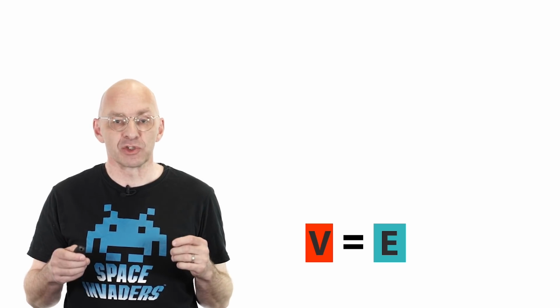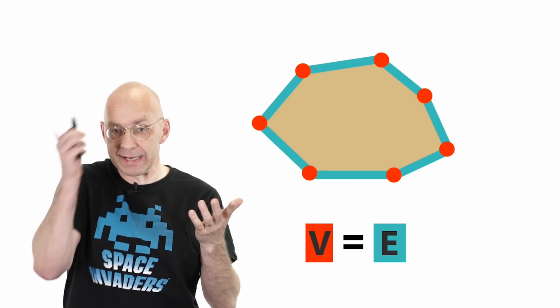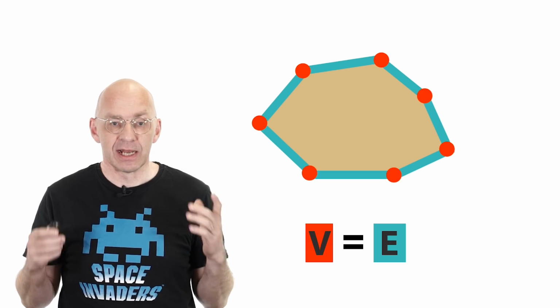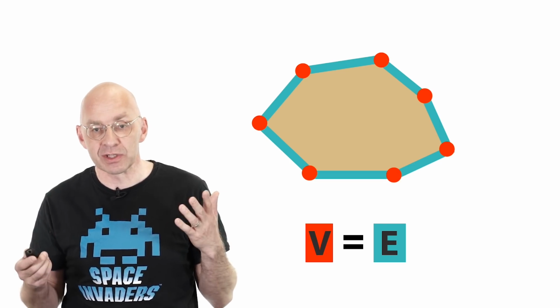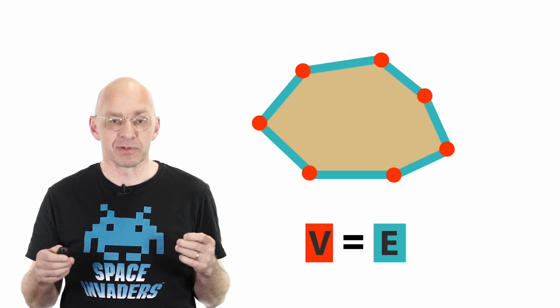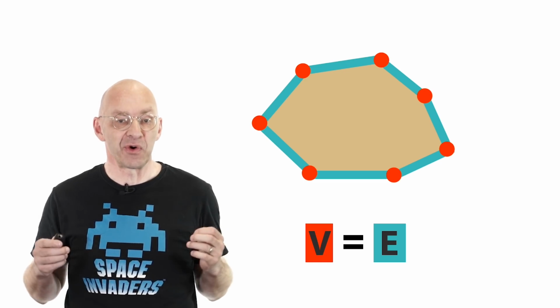Well, that's also easy to see. A convex 2D polyhedron is a 2D blob surrounded by a necklace of vertices and edges. And since the vertices and edges take turns along the necklace, there are equal numbers of them. Proved again. We're on a roll.